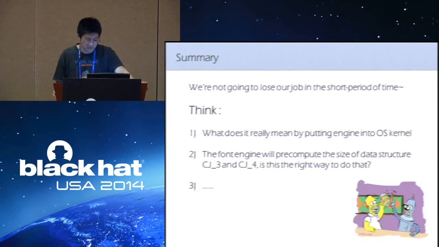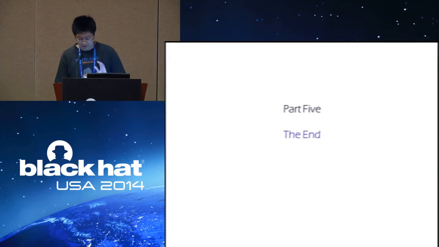For example, what does it really mean to put the engine into the kernel? Or, as I mentioned before, the kernel engine pre-computes the size of this structure, CG3 and CG4. Is this the right way to do that? Because we read data from user mode controllable memory directly, it's worth thinking about, and so on. Many things to think about. Oh, the end.